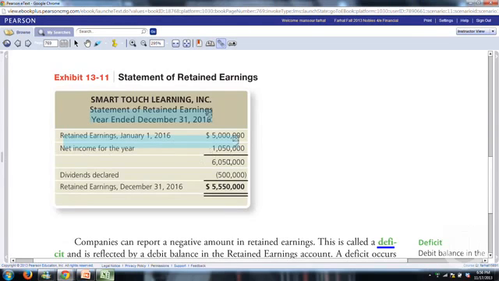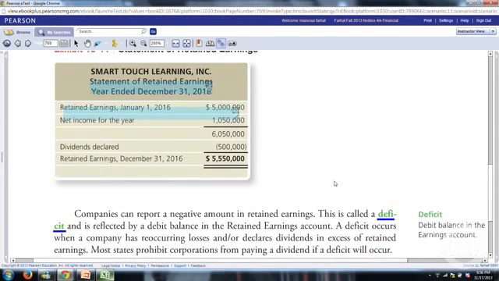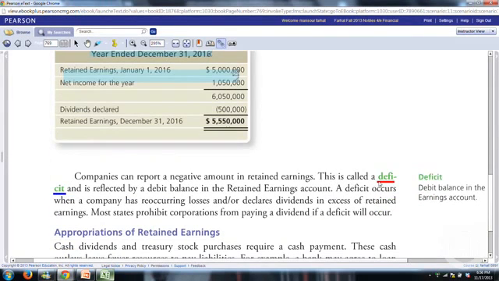incurred a loss of $6 million. So they had $5 million from the prior year, then this year they made a loss of $6 million. Then their retained earning will be negative. Okay? So if retained earning is negative, we call that a deficit retained earning. It occurs when a company has recurring losses and or declares dividends in excess of retained earning. That could happen.